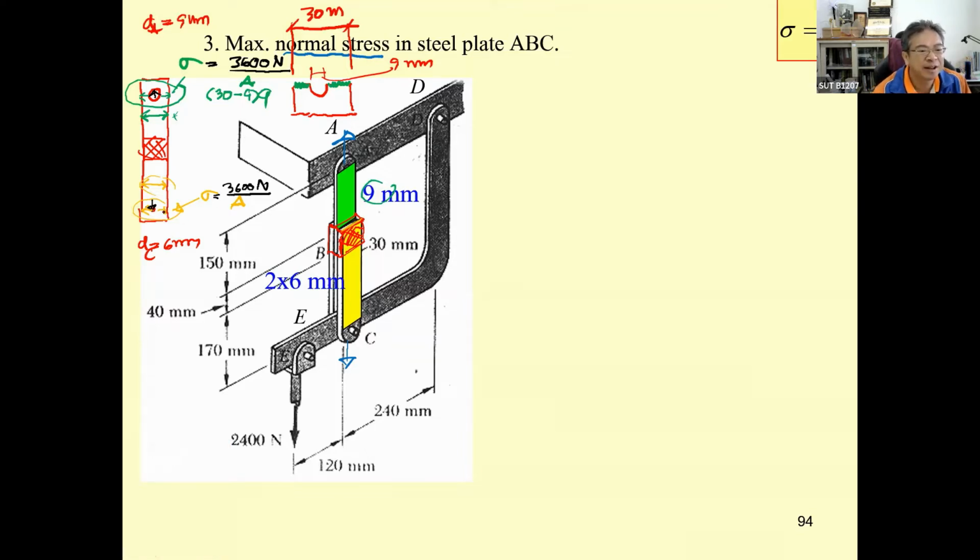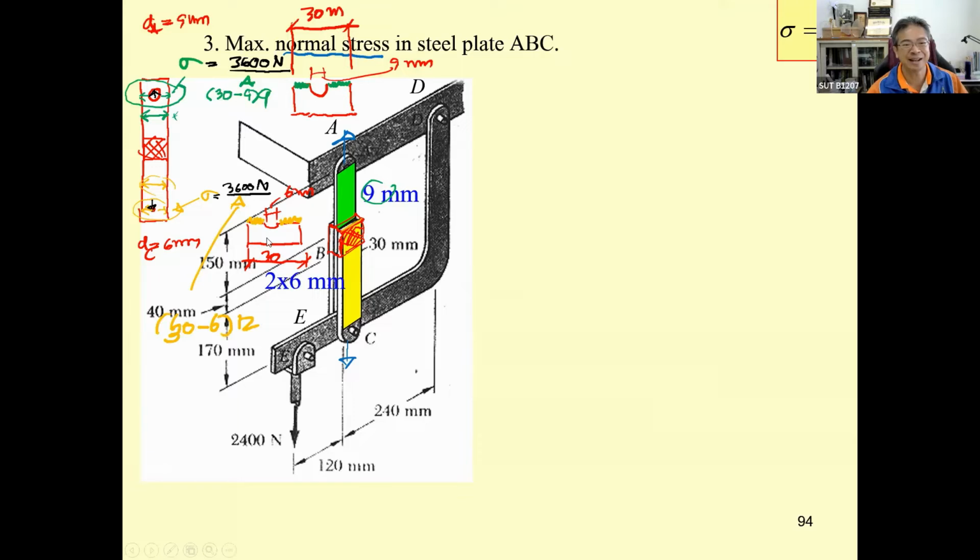And on the bottom, you may see this one, there are two plates over here, and it has the same 30 millimeter, and this one is going to be 6 millimeter. So the area taking care of this is going to be this portion. So the A over here is going to be 30 minus 6 and times this one, times 12.